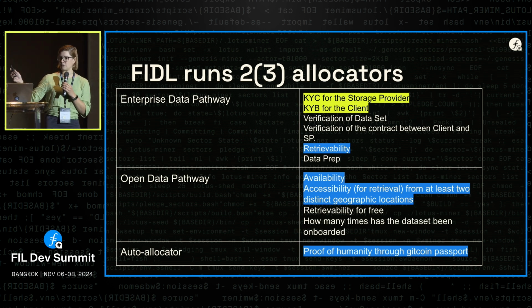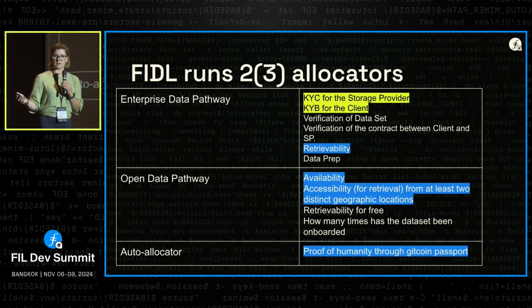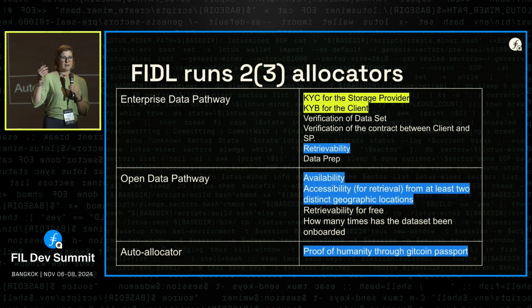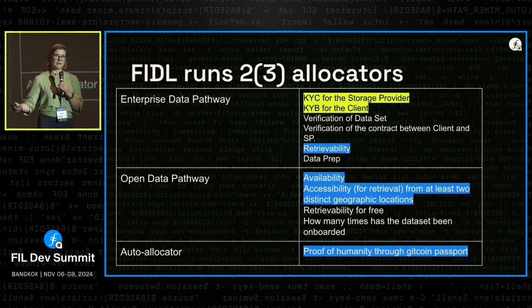John's gone, but I know John's point, and many other allocators and SPs are saying, look, you're talking about free retrievability, but retrievability is costly. But we are talking about open data pathways. This is data that is supposed to be a public good, and the FIL plus block rewards should cover that retrievability. If you want to provide open data, you should be able to cover for it.